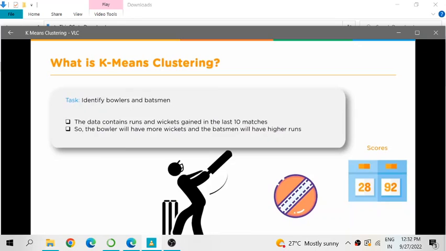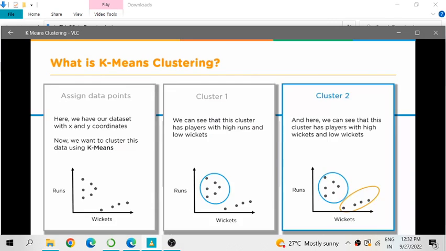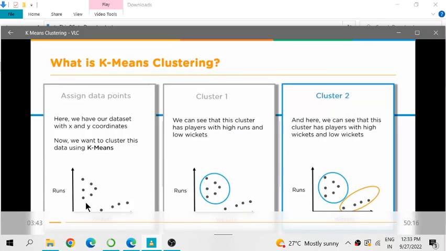Based on this, we can easily analyze who are the bowlers and who are the batsmen. What we'll do next is to assign the data points first. Here we have the data set with x and y coordinates, where x represents the wickets and y represents the runs. The person who has scored fewer runs will have the highest wickets, and the person with the highest scores will have the lowest wickets, right?